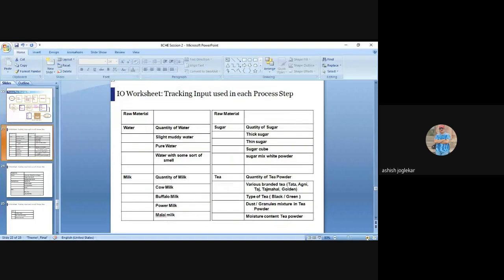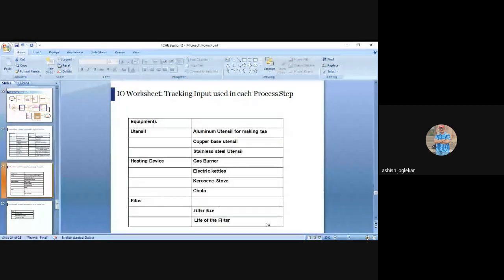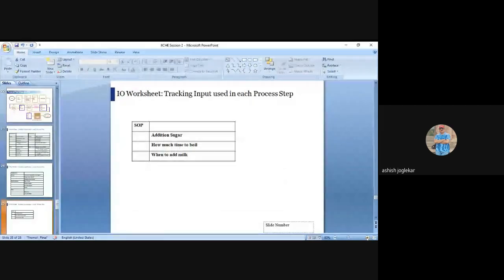What are the data points? Water, you have 4 points. Sugar, so water is one data point, sugar is one data point. Milk, tea, utensils, heating device, filter, and the process followed. Data is collected on these points over a period of 90 days.